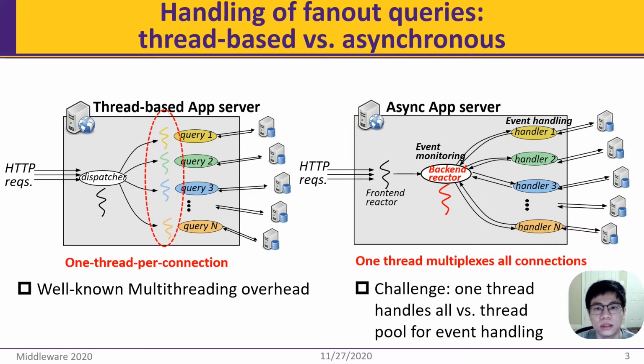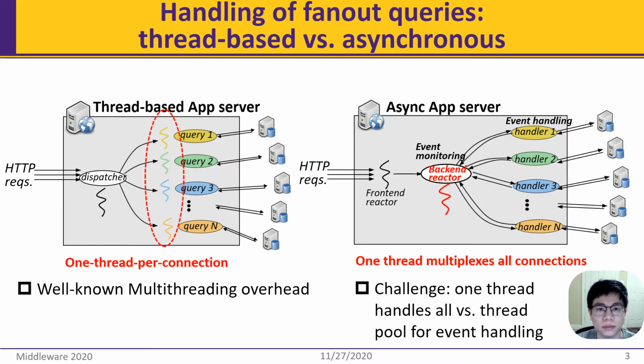For example, the reactor thread can also employ a few worker threads just for the event handling phase, which can better utilize multiple CPU cores. However, this kind of design also brings multi-threading overhead. In the following slides, I will use a concrete experiment to show which asynchronous design is better for handling fanout queries.